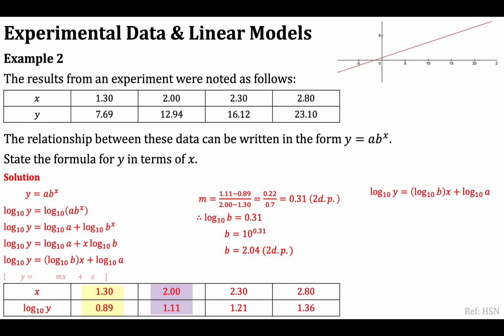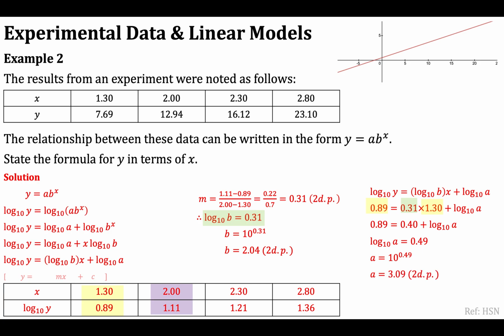Now I can take one of my points and substitute that in for x and log to the base 10 of y, and I already know that log to the base 10 of b is 0.31. And I've used my point here, 1.30, 0.89. On the right hand side, I can evaluate that product to get 0.40, and subtracting that from both sides gets me log to the base 10 of a equals 0.49. Rewriting this in exponential form means that a is equal to 10 to the power 0.49, and a is 3.09 to 2 decimal places.